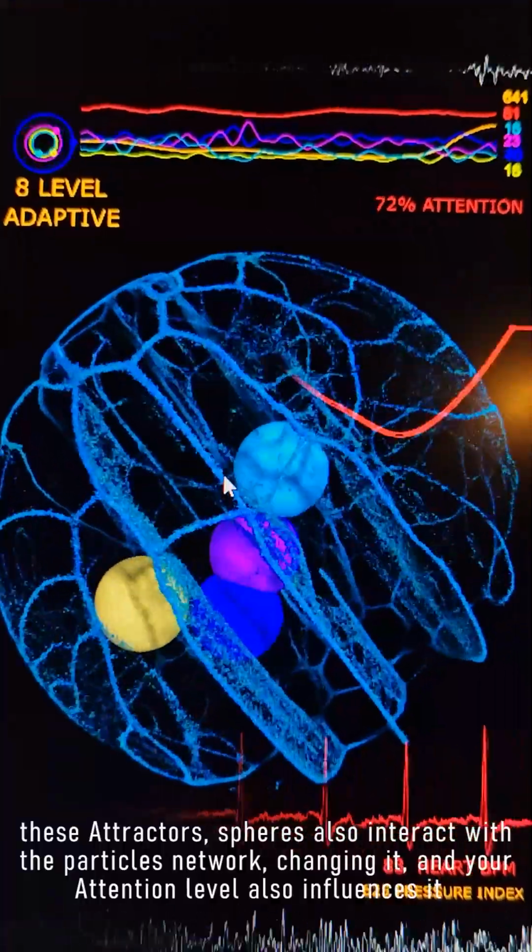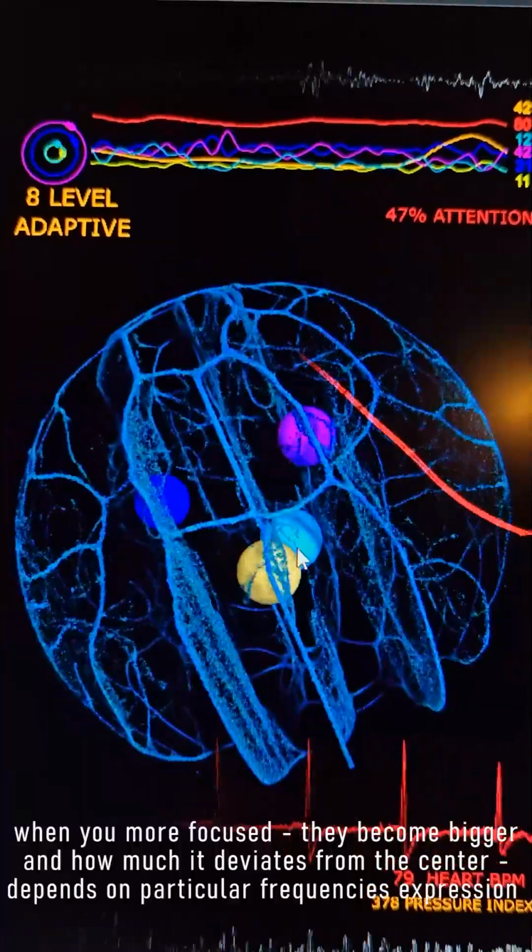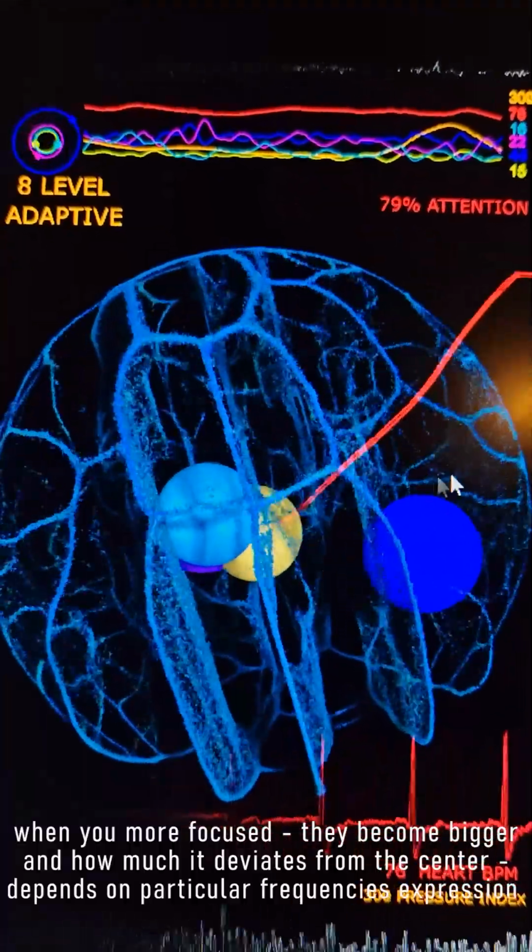and attention also influences it. So when you're more focused, they become bigger, and also how much they deviate depends on the particular frequencies.